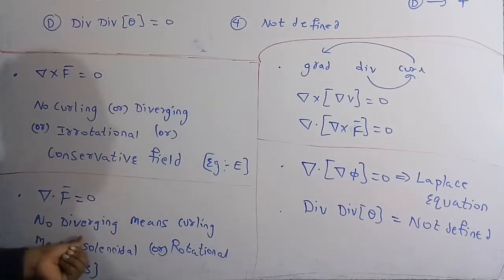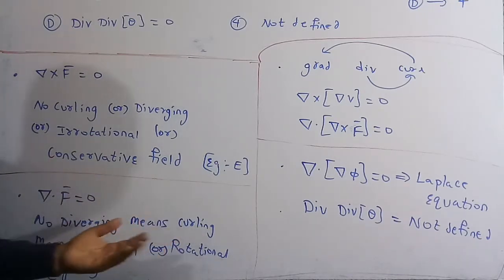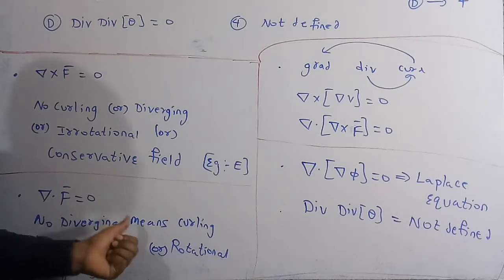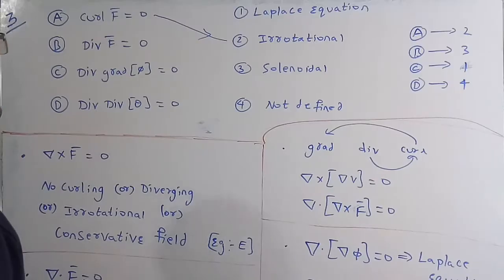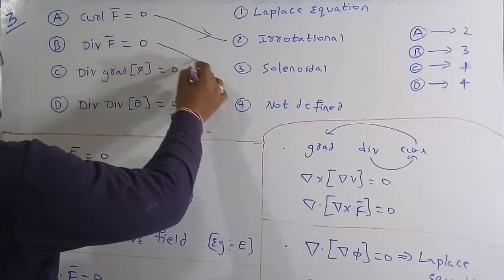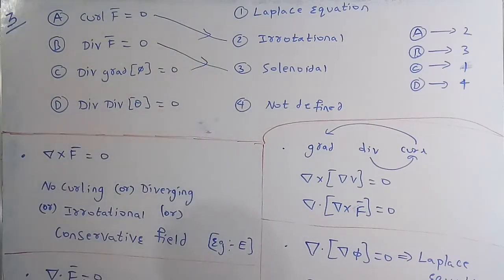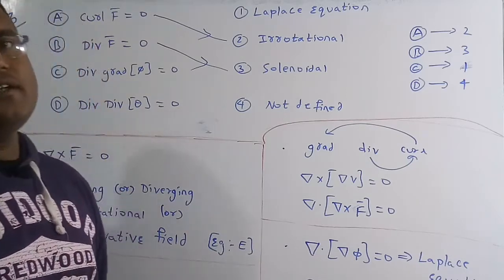Therefore, there is no diverging, which means curling is present, or we can say it is a solenoidal field or rotational field. The example is the magnetic field. So divergence of f bar equal to 0 is called a solenoidal field. Now let me tell you two important null identities.